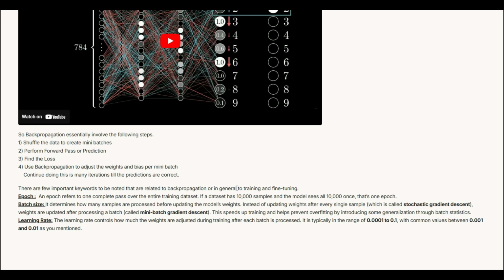There are a few important keywords to be noted that are related to backpropagation or in general to training and fine-tuning. Epoch. An epoch refers to one complete pass over the entire training data set. If a data set has 10,000 samples and the model sees all 10,000 once, that's one epoch. Batch size. It determines how many samples are processed before updating the model's weights. Instead of updating weights after every single sample, which is called stochastic gradient descent, weights are updated after processing a batch, called mini-batch gradient descent. This speeds up training and helps prevent overfitting by introducing some generalization through batch statistics.